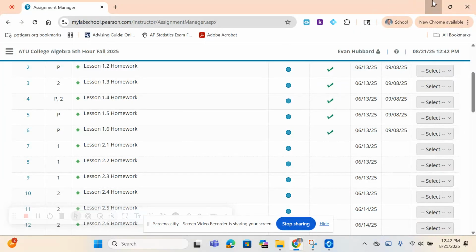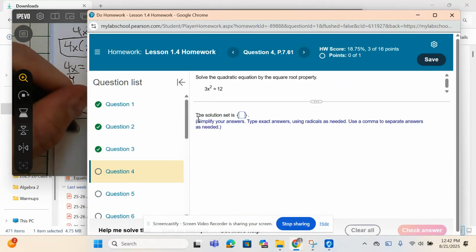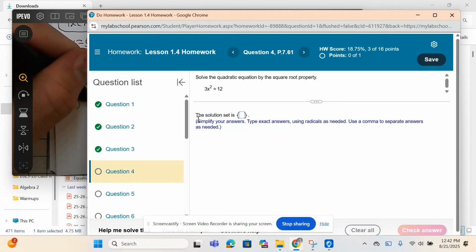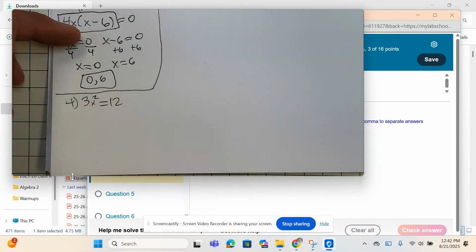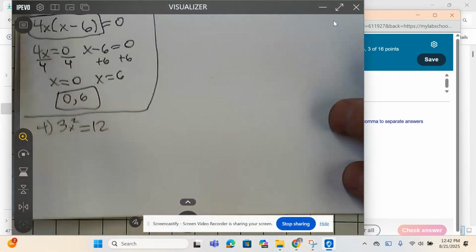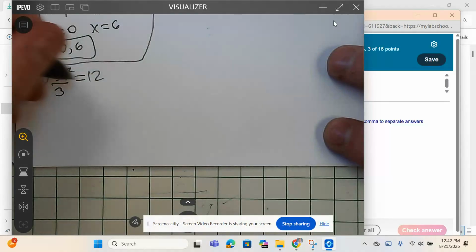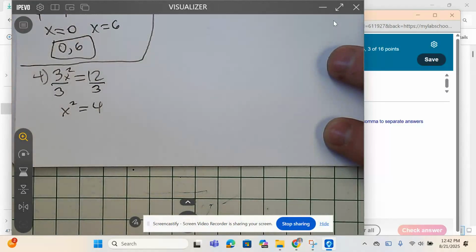Number 4, I believe this is solving by the square root property. This is not that bad. 3x squared equals 12. On this one, when using the square root property, you just want to get the x by itself. So it's kind of like doing a linear equation. So you'll divide by 3 first. Divide by 3. X squared equals 4.